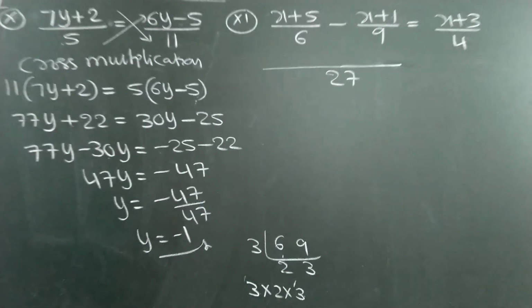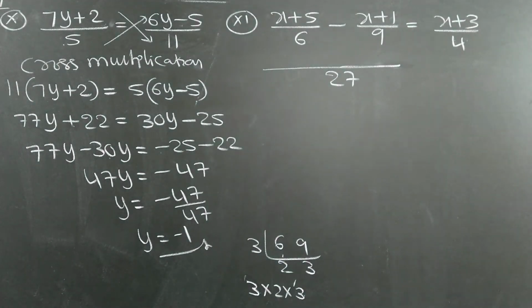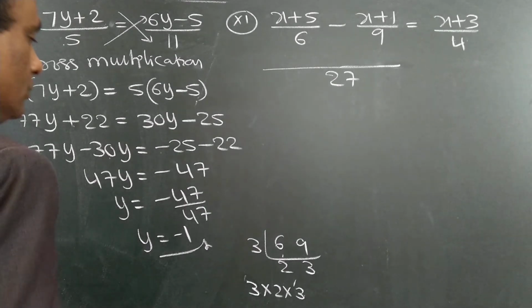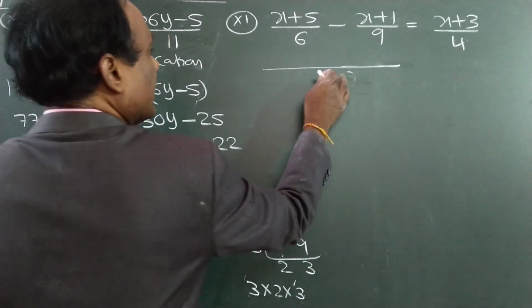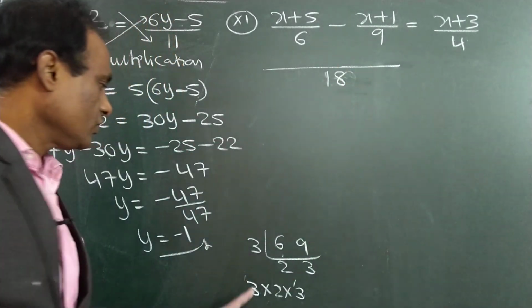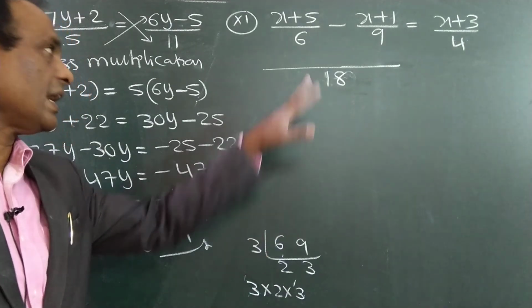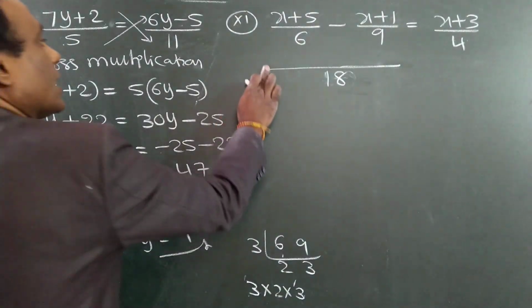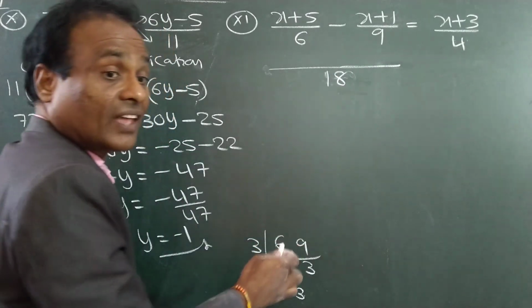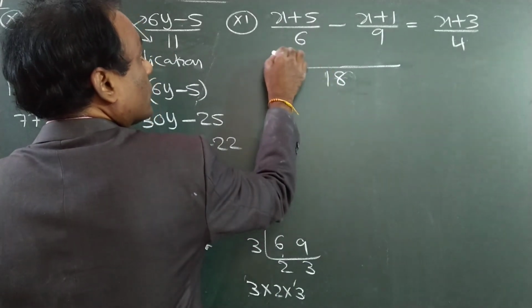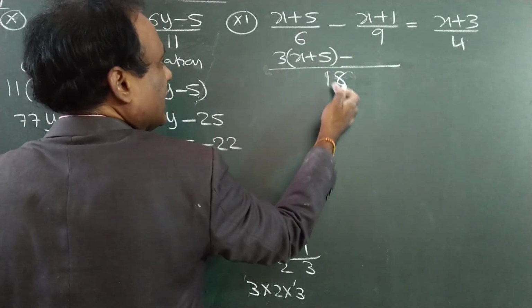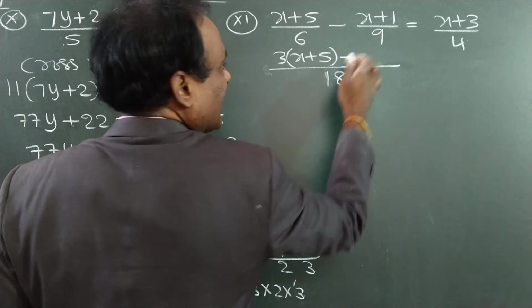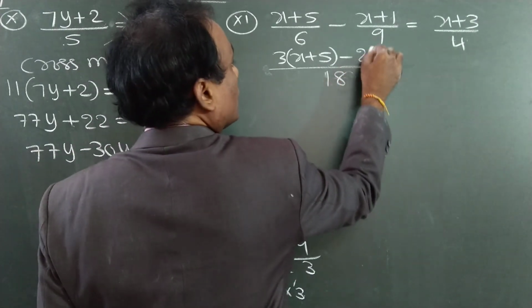3 into 6 is 18, so the LCM is 18, not 27. Now write the numerator. 18 divided by 6 is 3 times, so 3 into (x + 5), minus 18 divided by 9 is 2 times, so 2 into (x + 5).